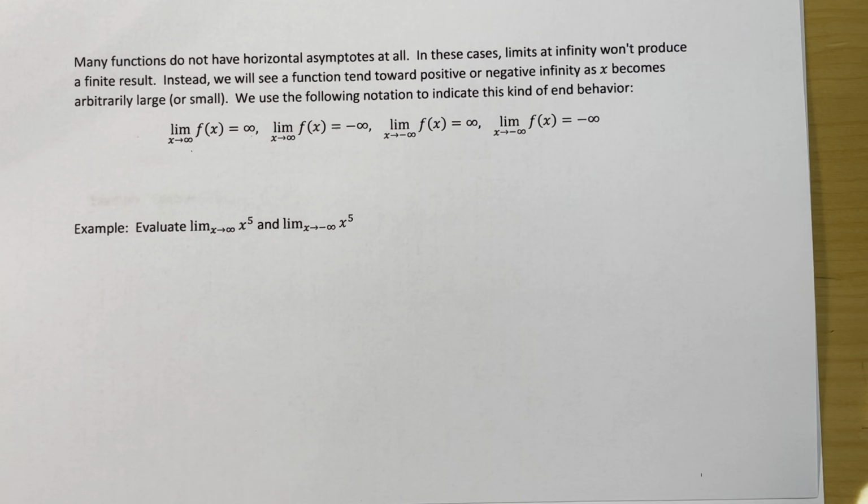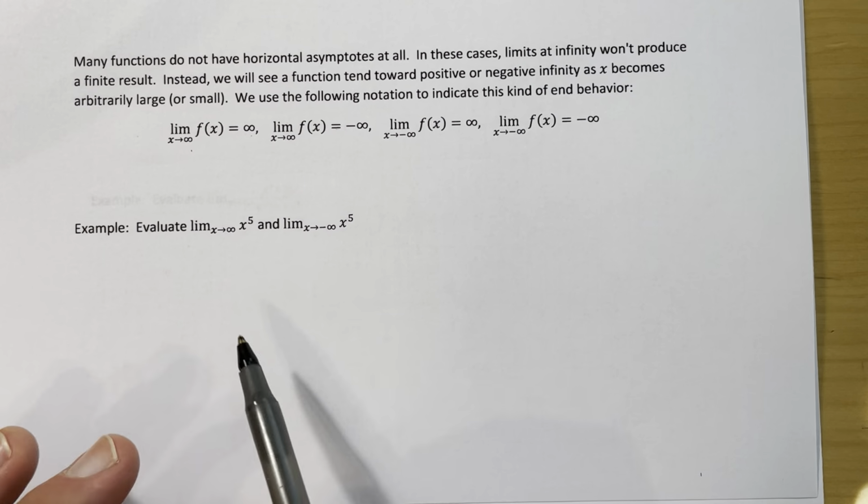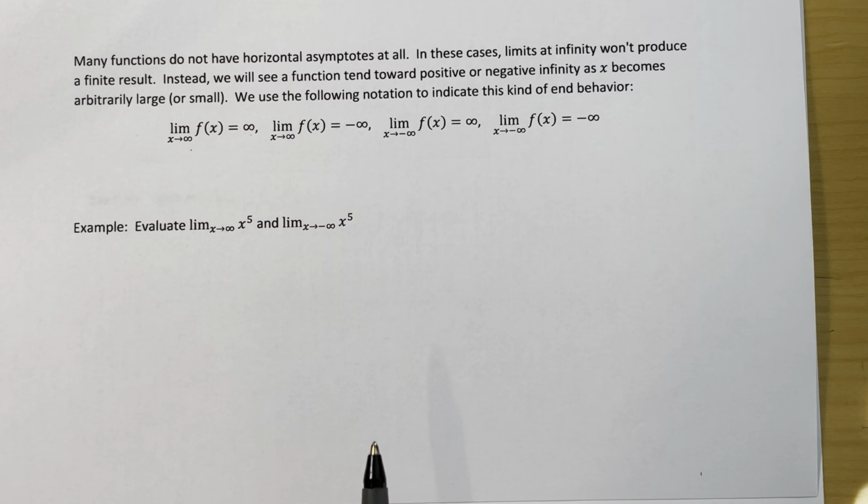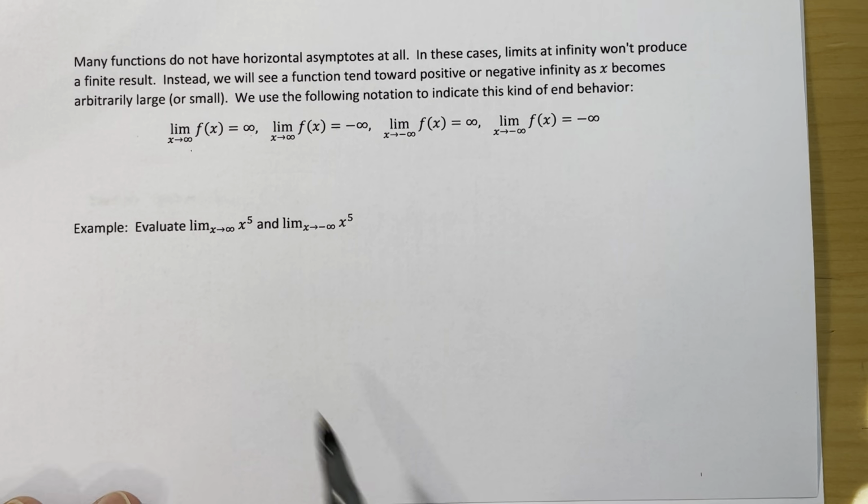Okay, from what you know about polynomials, you should know that they never have horizontal asymptotes. Never. So each of these should be either positive or negative infinity. We determine which one by either looking at the graph of the function y equals x to the fifth, or just by using some kind of basic knowledge of exponents.